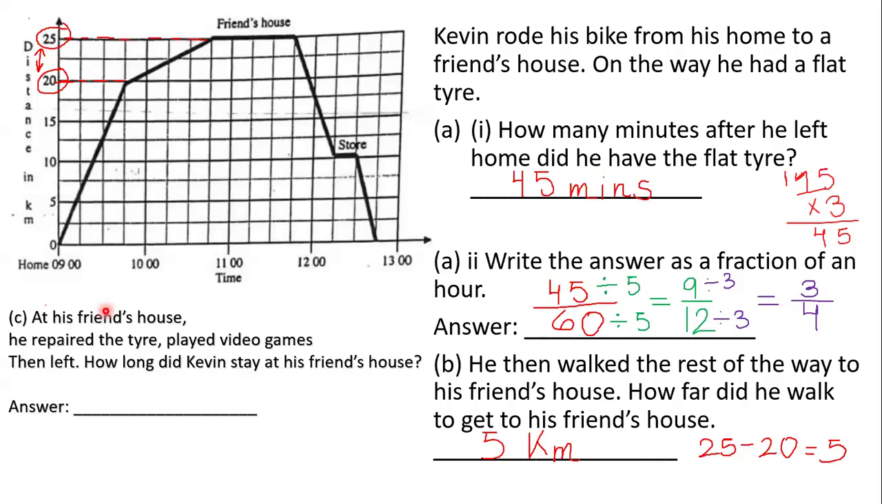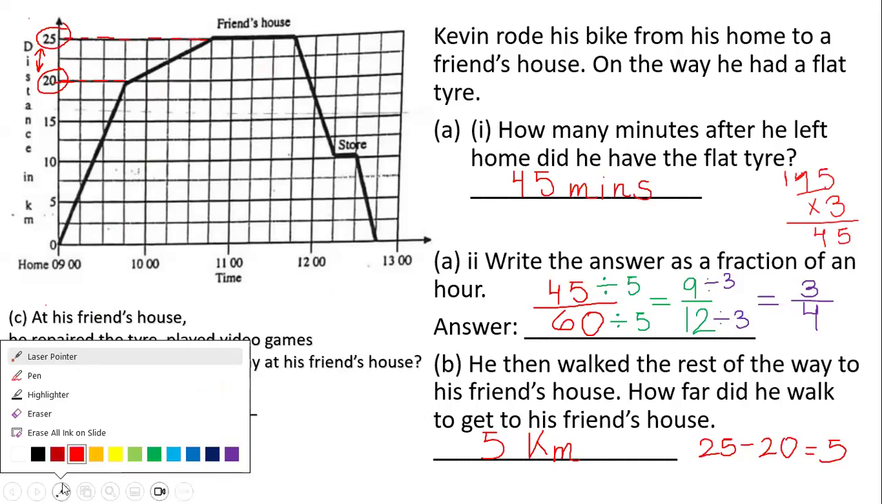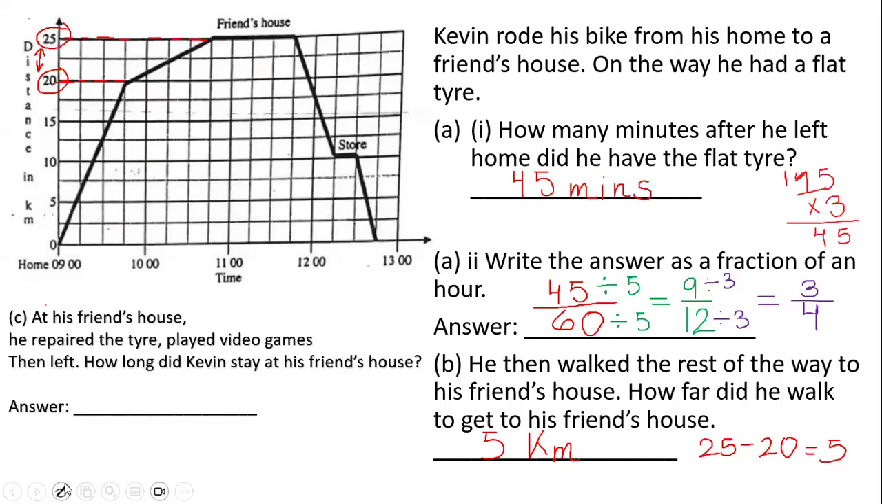Very good. How long did Kevin stay at his friend's house? I think we did this question before. An hour. 1 hour. And how do we know that? Because he arrived at 10:45 and he left at 11:45. Very good. Because he arrived, right? He arrived, and this is well documented.